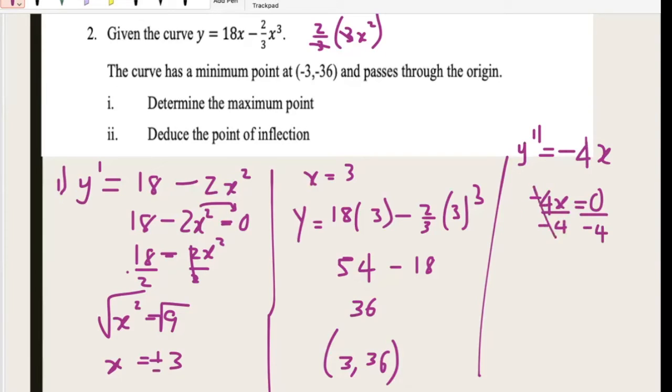So x equals 0. To find y, we always go to the original. So 18 times 0 minus 2/3 times 0 cubed. That's going to be 0. So that means the point of inflection happens when x is 0 and y is 0.